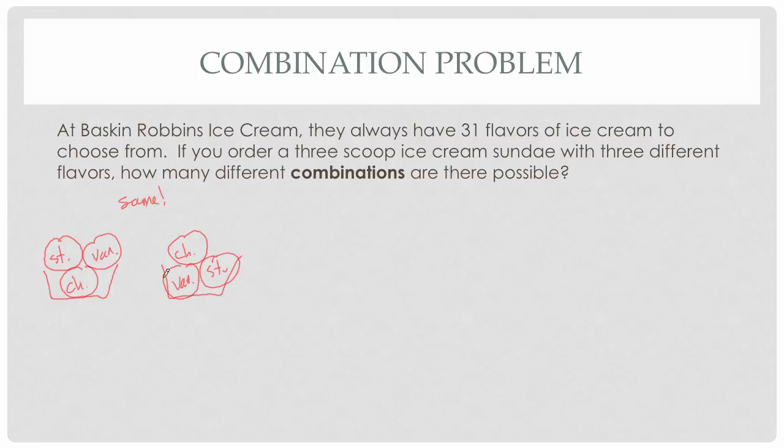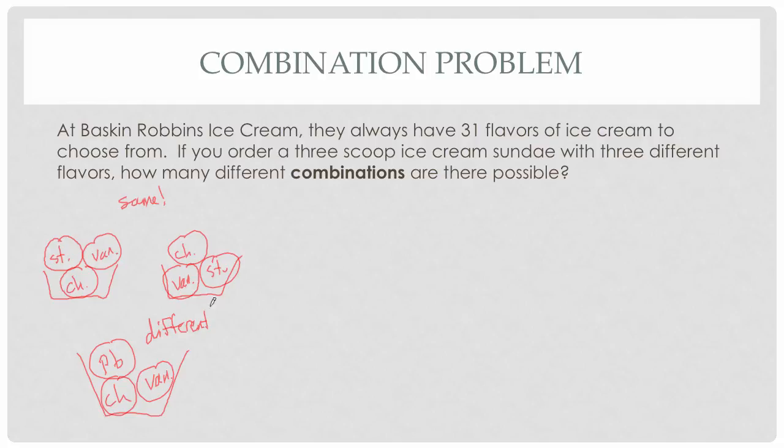So for a different combination to be different, I would need to have chocolate, vanilla, and then over here, maybe like peanut butter. This is now a different combination. There's a different 3 scoops compared to that cup of 3 scoops. So combinations, again, the order doesn't matter. It has to be a different thing altogether.